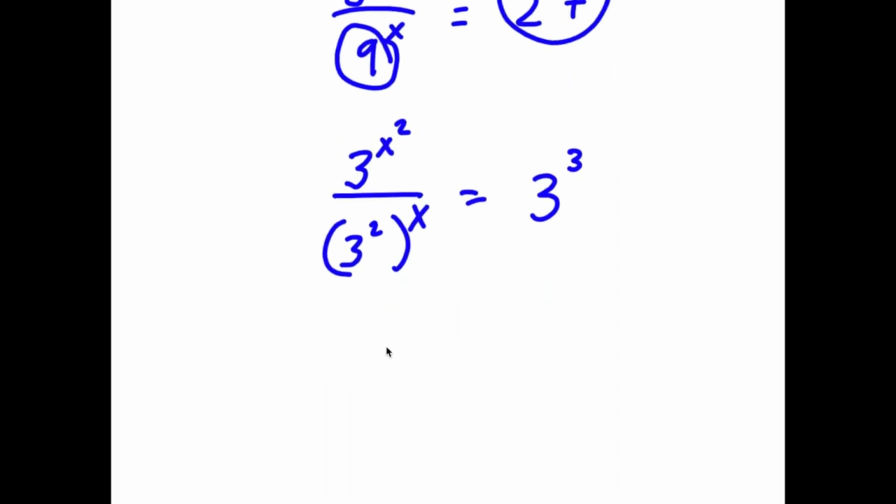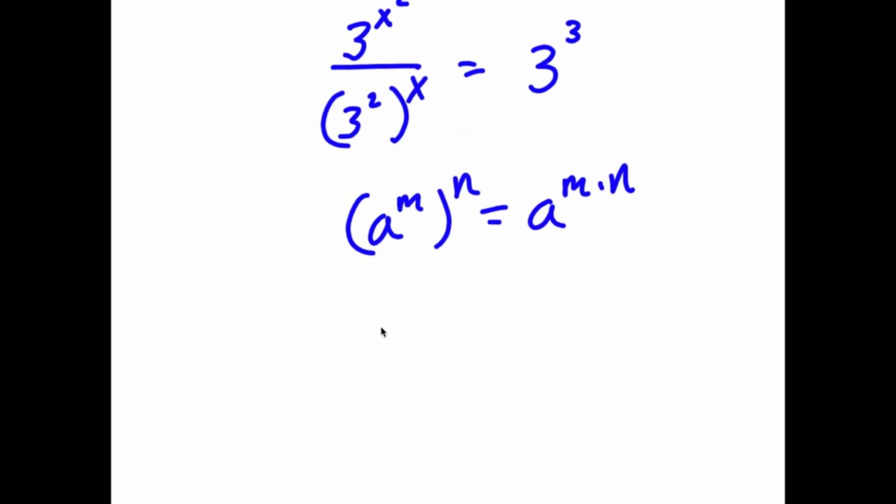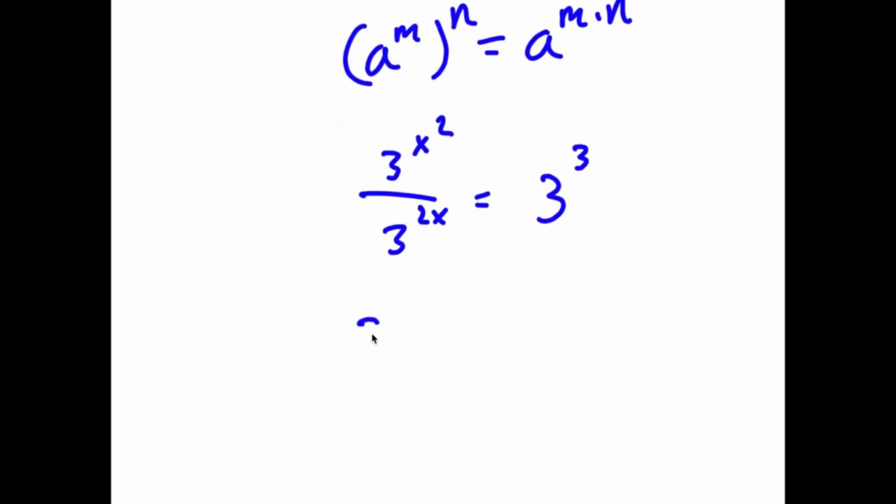Now, if I have something in the form a to the power of m to the power of n, this is equal to a to the power of m times n. So 3 to the power of 2 to the power of x, that's going to be equal to 3 to the power of 2 times x, which is 3 to the power of 2x. This is equal to 3 to the power of 3. And now I can rewrite this as 3 to the power of x squared times 3 to the power of negative 2x is equal to 3 to the power of 3.